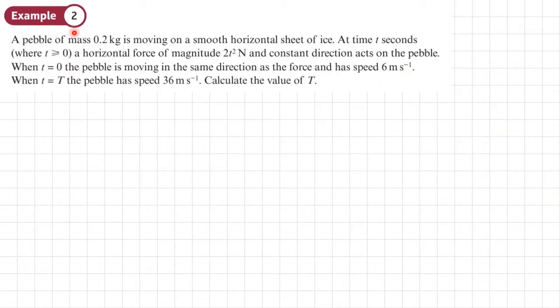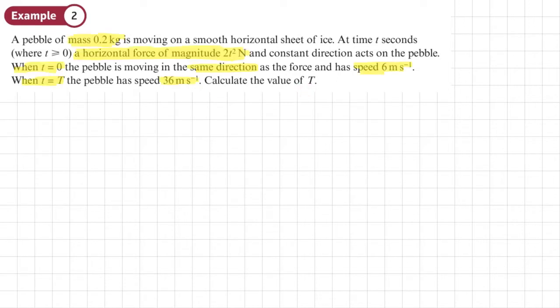Example 2. A pebble of mass 0.2 kg is moving on a smooth horizontal sheet of ice. At time t seconds, where t is greater than or equal to 0, a horizontal force of magnitude 2t squared newtons and constant direction acts on the pebble. When t equals 0, the pebble is moving in the same direction as the force and has speed 6 meters per second. When t equals big T, the pebble has speed 36 meters per second. Calculate the value of T.